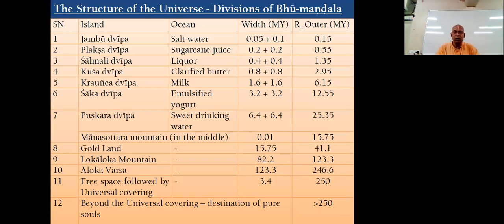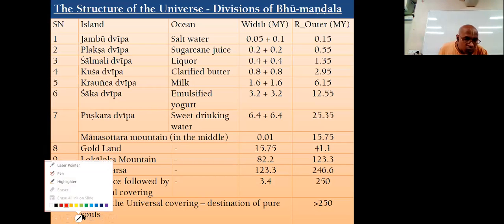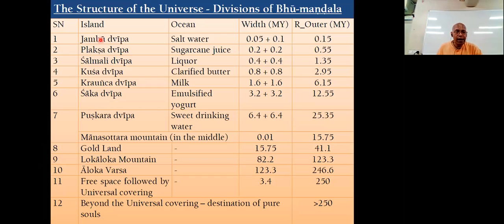So this is a quick summary of all the details that we have discussed. The 7 islands, the 7 oceans. In the 7th island there is Manasotra mountain, wherein the sun is revolving around. The golden land, Swarnabhumi. The special nature of this Swarnabhumi is that it looks like a golden mirror-like surface, and when any object is dropped there, it becomes invisible.